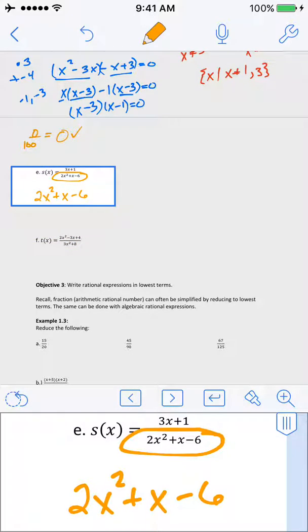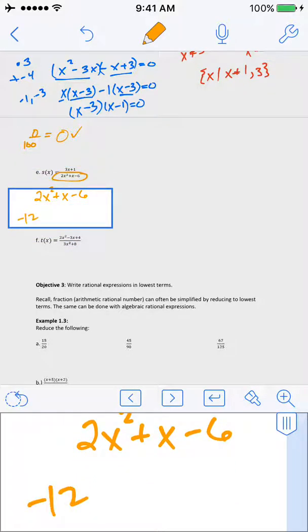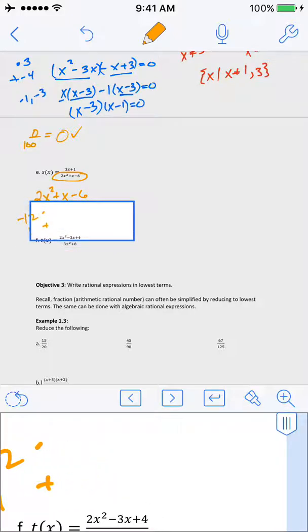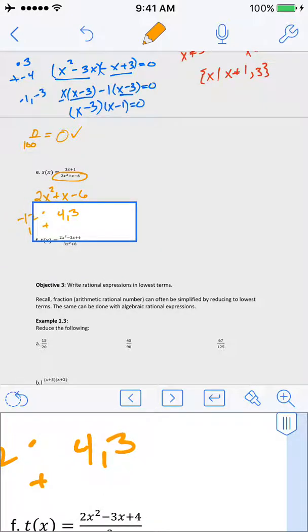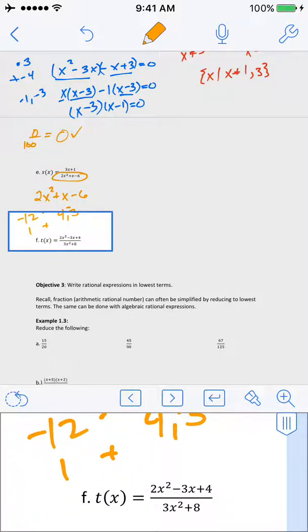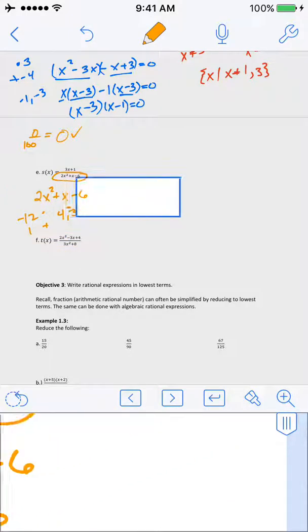Let's see, 2 times negative 6 is negative 12, adds to 1. Okay, negative 12 and adds to 1. What would those two be? Thinking 4 and 3 of some type. And I think to get a positive 1, it'd have to be a negative 3, right? So 4 times negative 3 would be negative 12. 4 minus 3 would be positive 1.